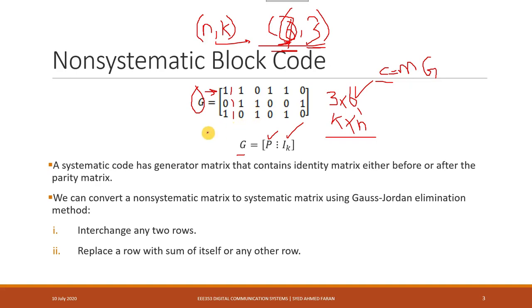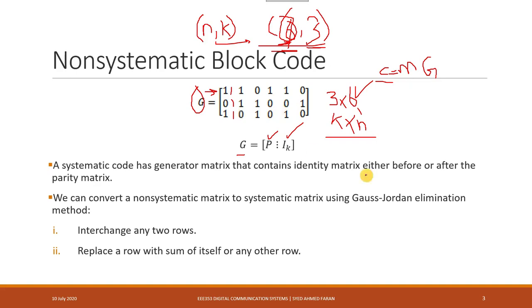Okay, so since we are saying that this matrix is actually a non-systematic matrix, it does not have an identity either at the start or at the end. Now we have to create a systematic block code, because we will only be discussing systematic linear block codes, because as we discussed earlier, it is more efficient to work with systematic block codes. So we can make a non-systematic generator matrix or a systematic generator matrix, and we can always make this conversion.